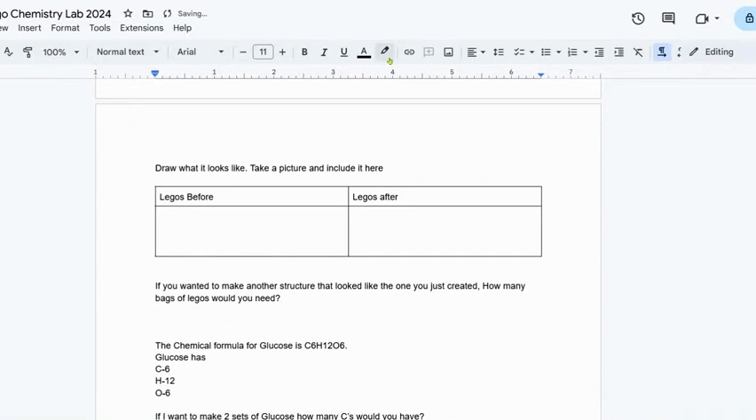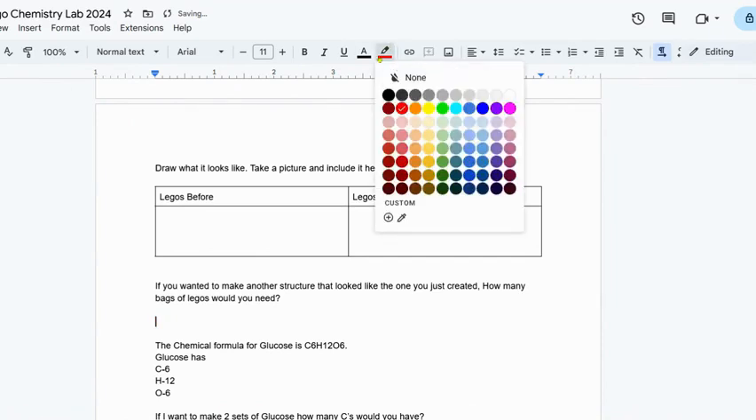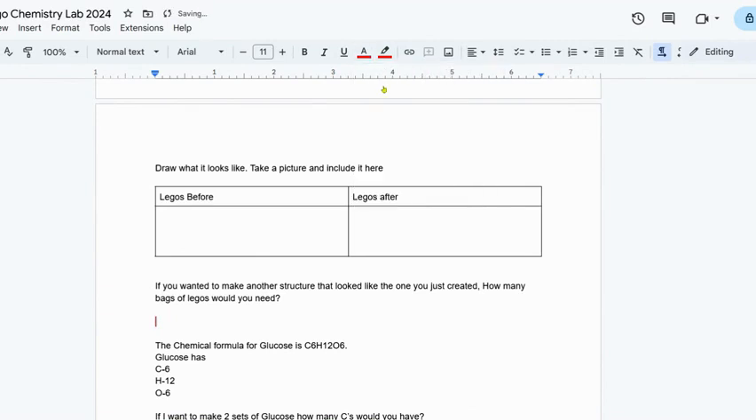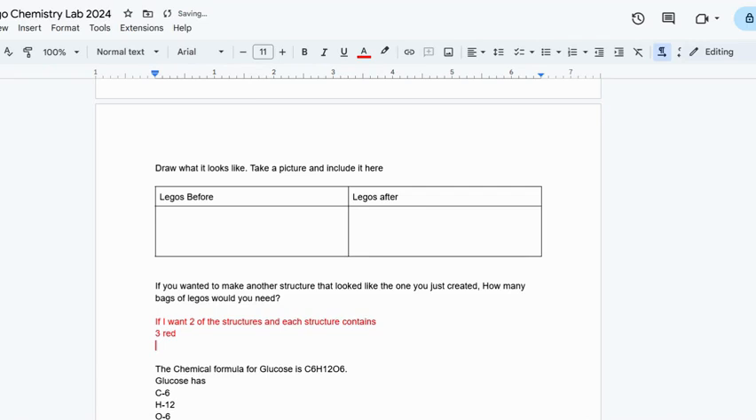And I'll do this one in red. If I want 2 of the structures, and each structure contains 3 red, 2 blue, 1 yellow, I would need a grand total of 6 red, 4 blue, 1 yellow.